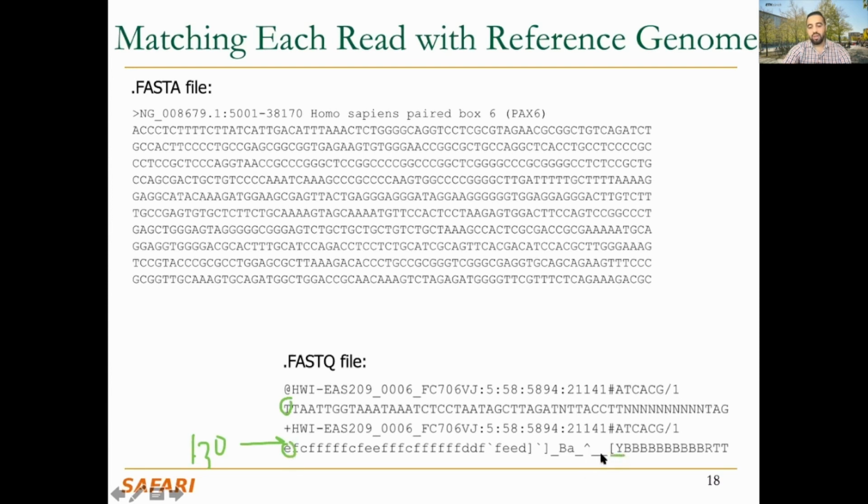As you can see, all these characters are in ASCII format. So you can convert each of them into a percentage or a number, and that will tell you the quality of this base, whether it's high or low. Of course, the higher, the better, because you have higher confidence that this is true. Then when you do the matching to the reference genome, you are very confident that this exists in your DNA and this exists in the reference genome.